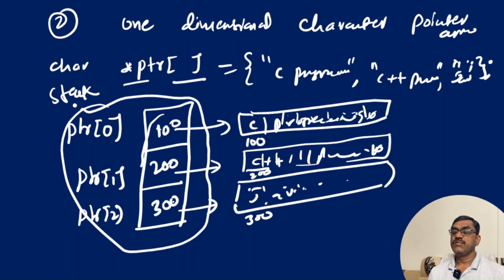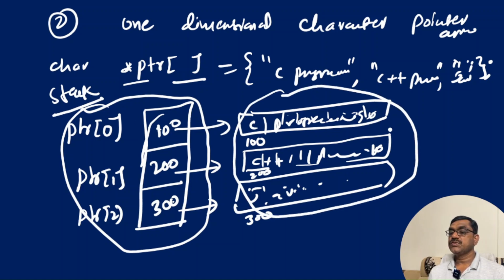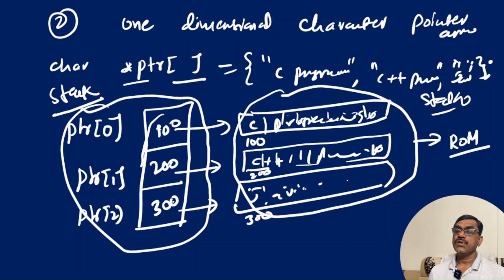Like previously, we discussed a two-dimensional character array. But where are the original strings stored? These original strings are not stored in the stack memory. They are stored in some other memory, that is unknown memory. Basically, we take it as read-only memory. When we print the size of the character pointer, it is not going to print the size of all the characters. It is only going to take the size of these three pointers.